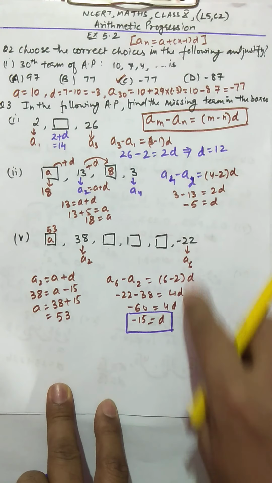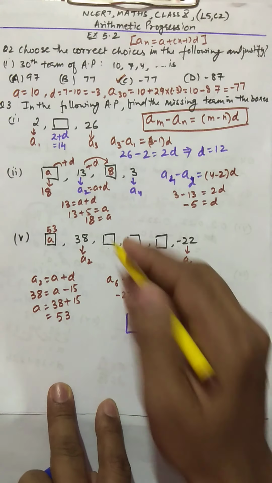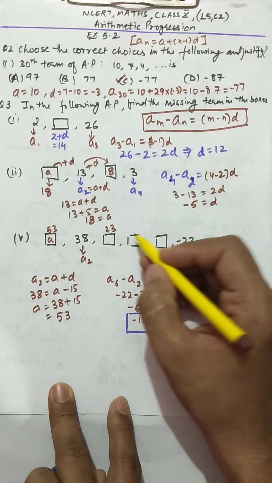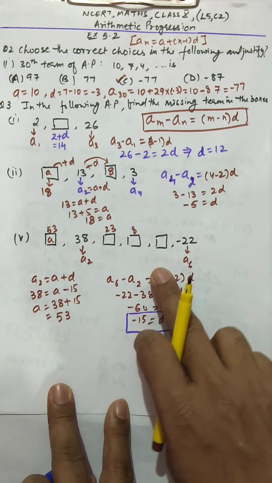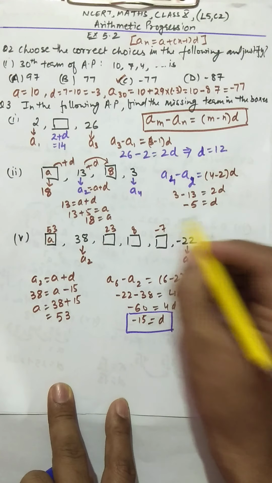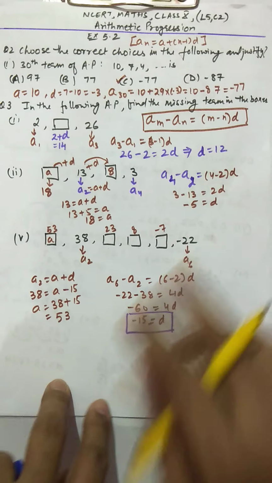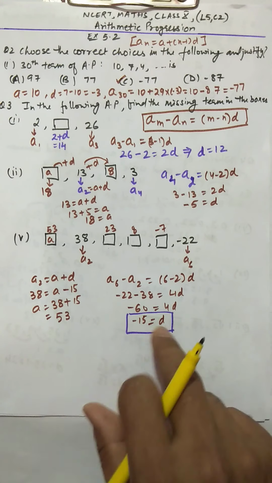So A is 53. Now you see how you find the other terms: this is 53 and 38. You add D, 38 minus 15, so this is going to be 23. 23 minus 15 will be 8, and 8 minus 15 is minus 7, and again minus 15, so you are going to get minus 22. So this is how you can find the terms after getting A and D.